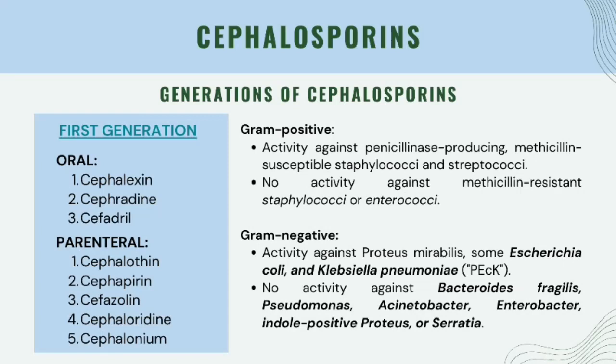These antibiotics also cover a range of gram-negative organisms. They are particularly effective against Proteus mirabilis, some Escherichia coli, and Klebsiella pneumoniae. However, their efficacy does not extend to Bacteroides fragilis, Pseudomonas, Acinetobacter, Enterobacter, indole-positive Proteus, or Serratia.